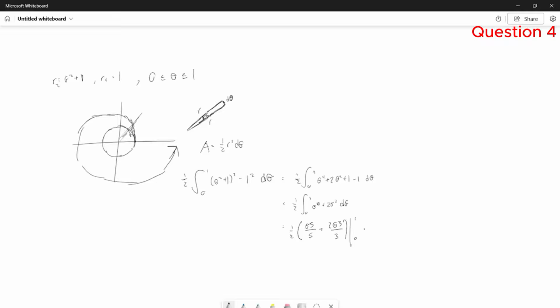That would just be 1/2 times 1/5 plus 2/3. You don't even need to care about the 0 since it all goes to 0. That would be 1/2 times this giant blob. That would be 3/15 plus 10/15, and when you multiply everything out, you get 13/30 is your answer to this problem.